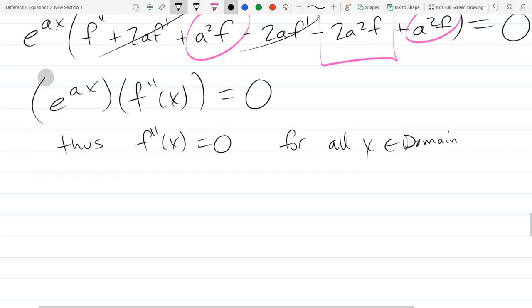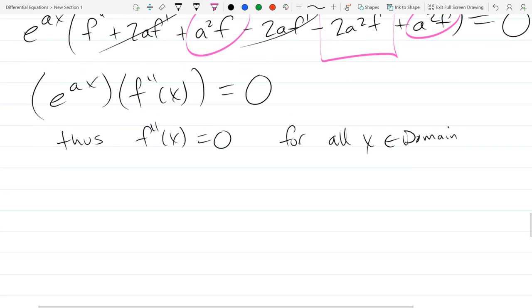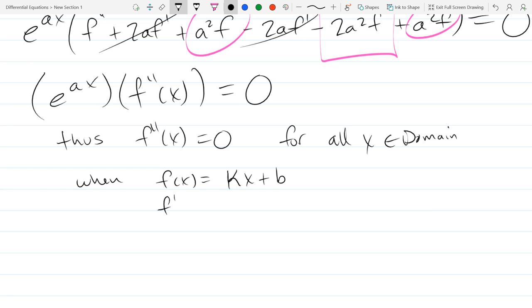So if we have a linear, in this case, when f of x equals, oh, don't use letter A. We used that already. We didn't use B? Let's go mx plus b, old school. No, we used m already. kx plus b, f prime is k, and f double prime is 0. So there we go. That's the type of function whose second derivative disappears.